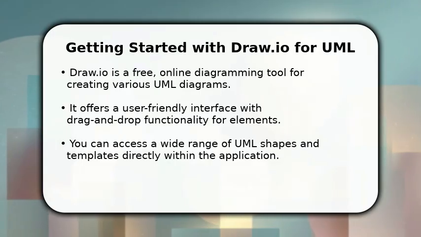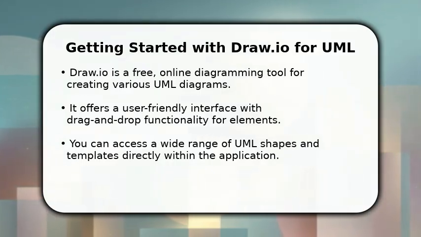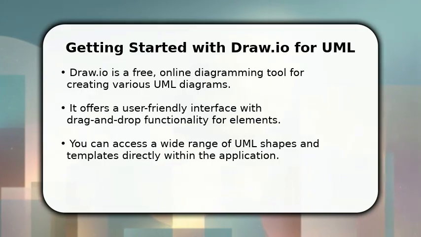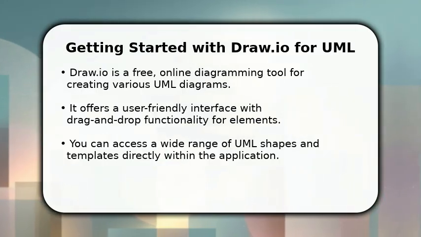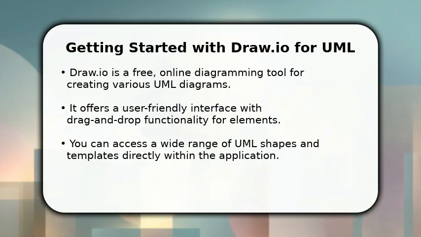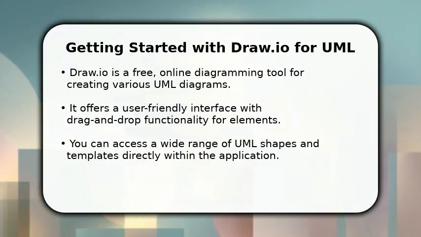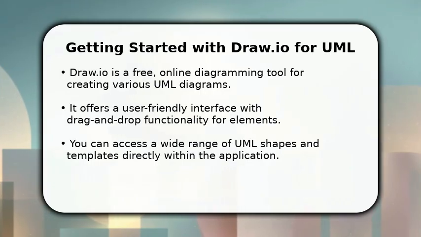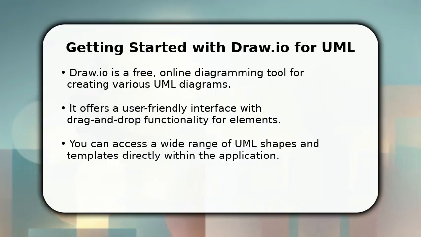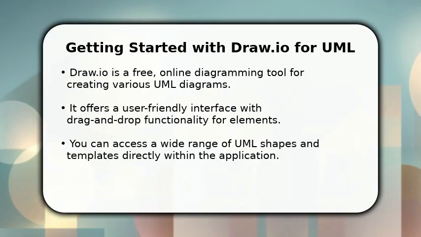In this video, I will explain how to use Draw.io for UML. First, navigate to the Draw.io website in your web browser. You'll find a clean, intuitive interface ready for diagramming. Draw.io is a powerful, free online tool perfect for creating professional unified modeling language diagrams. It provides a vast library of shapes and templates, making it easy to get started.